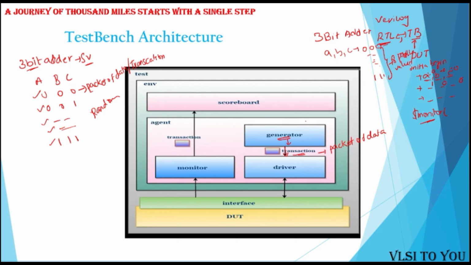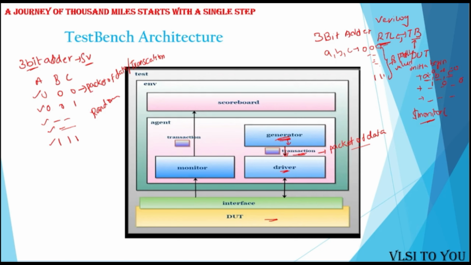So the generator will be generating the packets of data, which is called a transaction, and it will send it to the driver. Now what will the driver do? The driver will be driving the inputs that it is receiving from the generator to the DUT. That is the work of the driver.